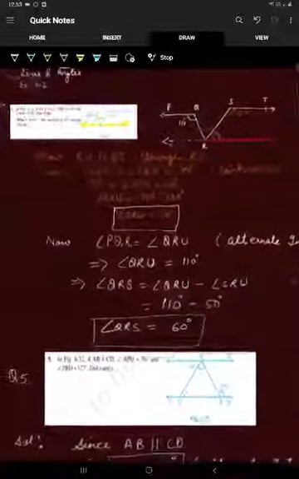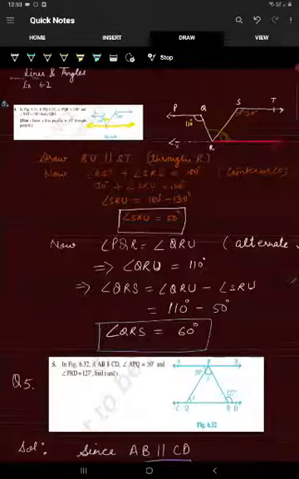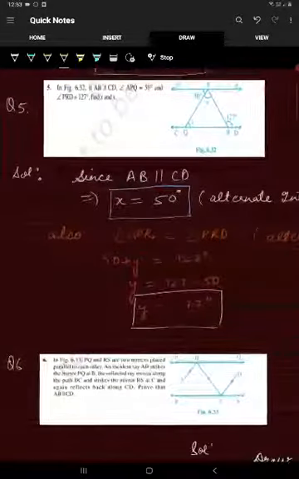So again, this is a very simple question. By doing a construction we easily solved it, and also we used the concept that lines parallel to the same line are parallel to each other. Now moving ahead to question number 5, which is the easiest question of this exercise.